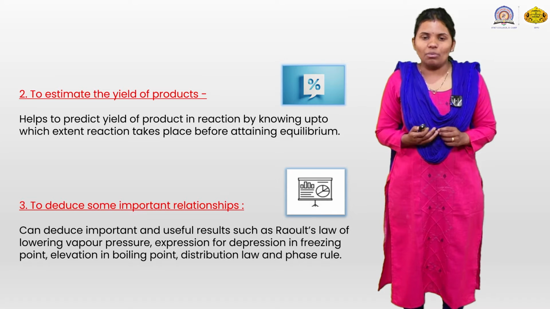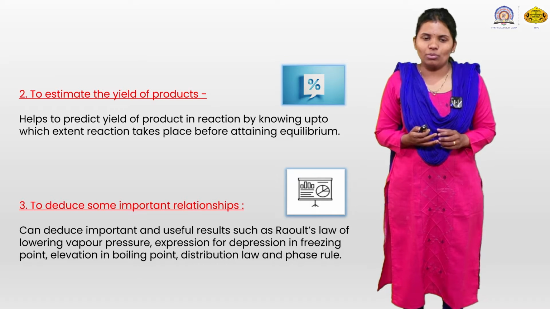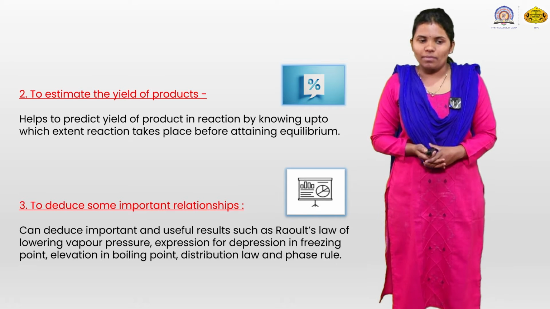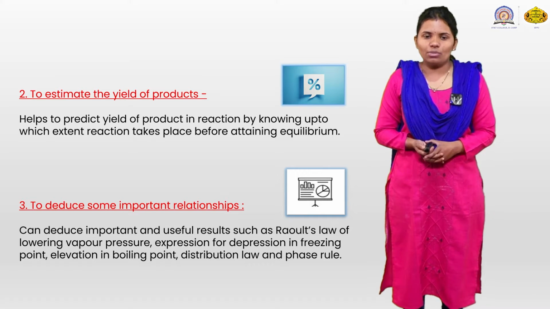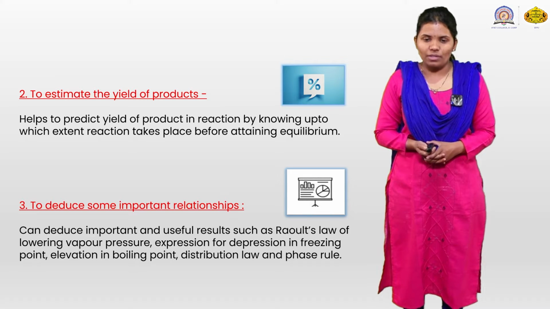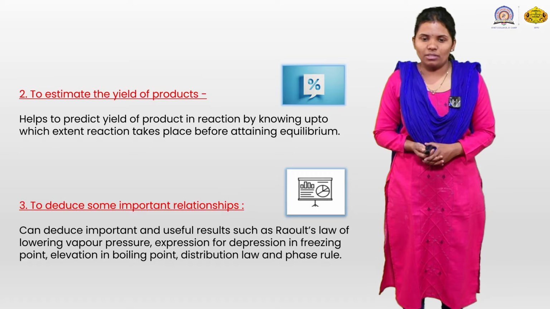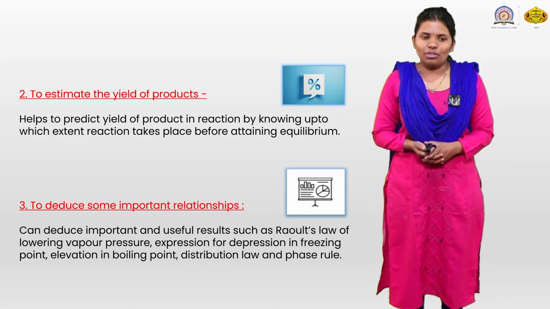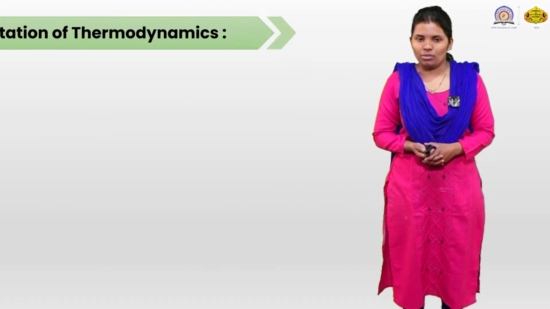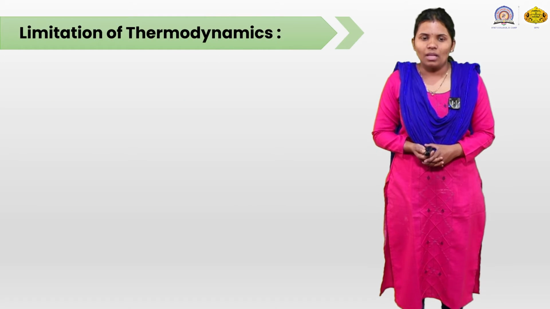It helps to predict the yield of a product in a reaction by knowing up to which extent the reaction takes place before attaining equilibrium. The third is to deduce some important relationships. We can deduce important and useful results such as Raoult's law of lowering of vapor pressure, expressions for the depression in freezing point, elevation in boiling point, distribution law and the phase rule. So, from that we can conclude.